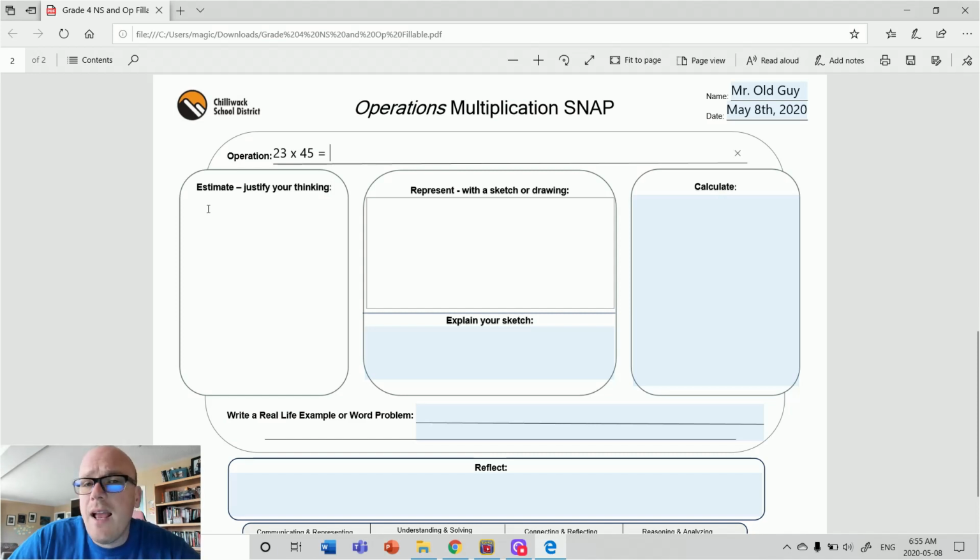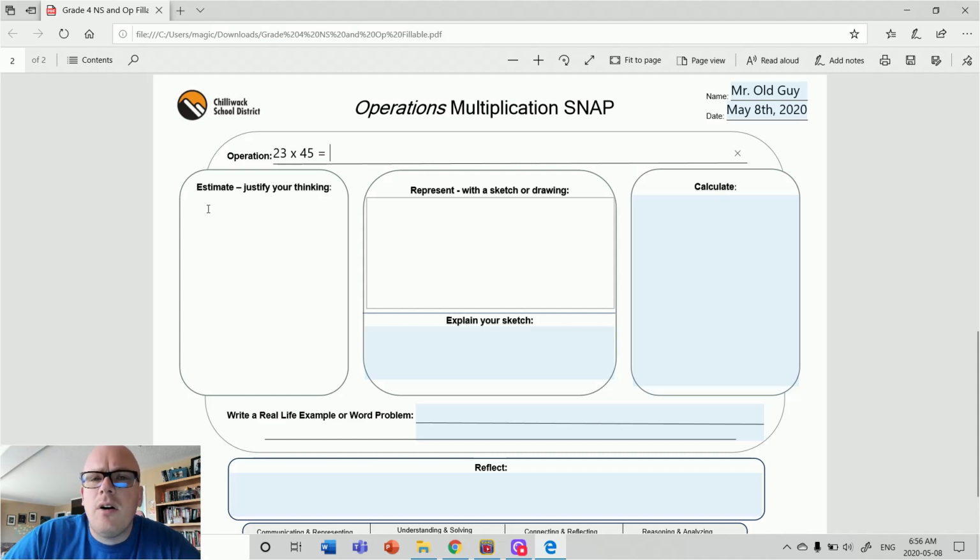So for the estimate, let's get some stress off your shoulders. There are no wrong answers. With estimating, it's just your best guess. There are no wrong answers. Some might be closer to the actual answer. Some might be further away from the actual answer, but that's okay. It's just an estimate. It's just a guess.